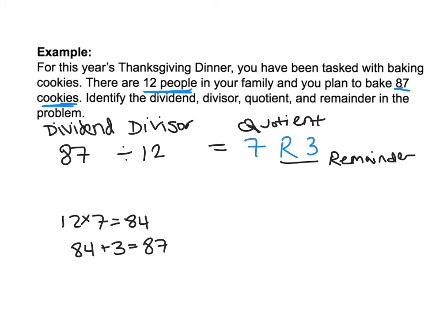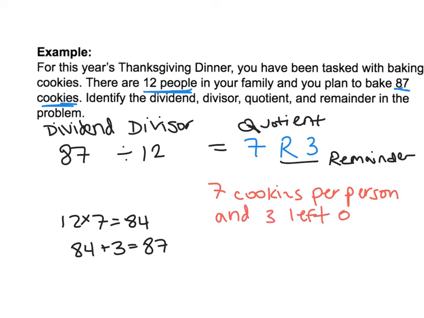And to interpret it in context, remember, we need to be able to talk about what this means. And so for our answer, we're also going to write that this means that there are 7 cookies per person, and 3 left over.